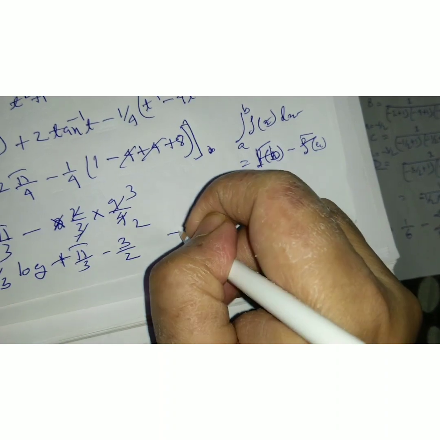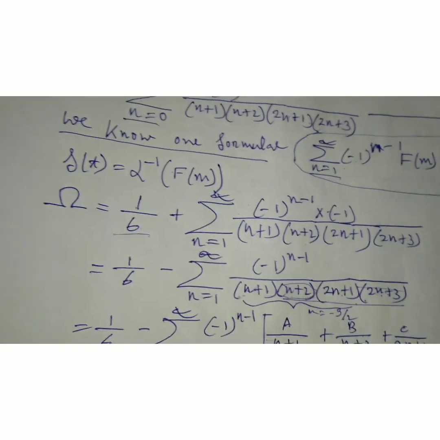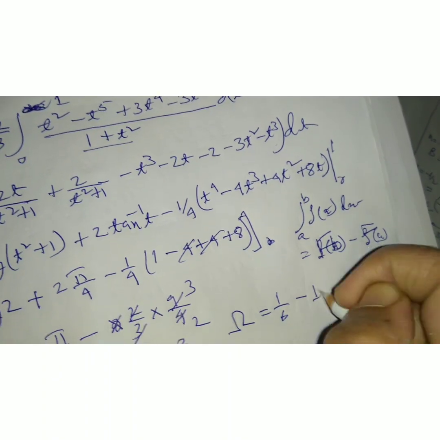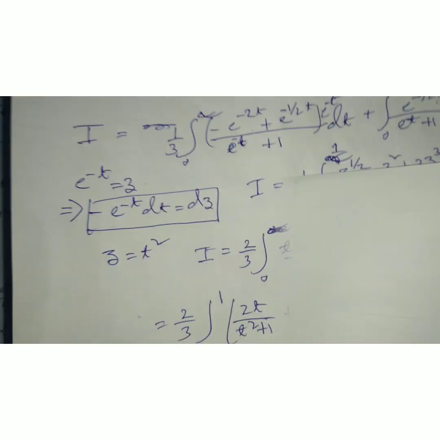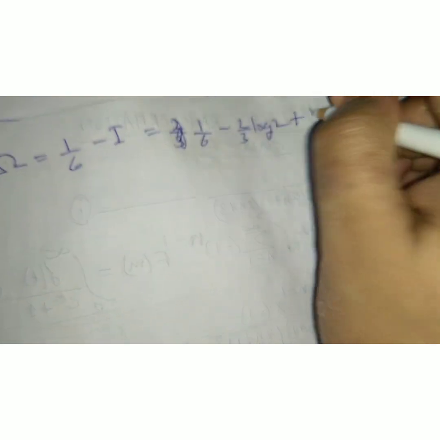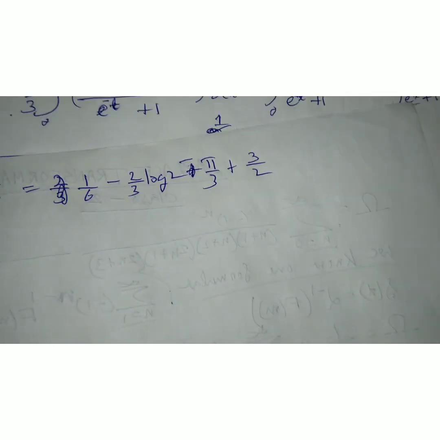So omega is equal to, as I write in my class, 1 by 6 minus I. This 1 by 6 is equal to I, so omega is equal to 1 by 6 minus I. So for the I value, I get 1 by 6 minus 2 by 3 log 2, plus, not pi by 3, minus pi by 3 plus 3 by 2. Okay, no problem.